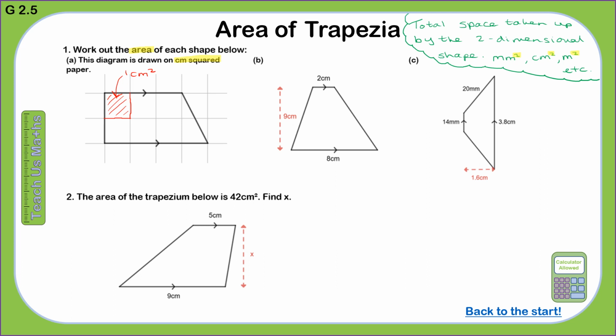In order to find the area of the trapezium then, we simply count up how many 1 centimetre squares make up the trapezium. As I count, I will tick off the squares. 1 centimetre squared, 2 centimetres squared, 3, 4, 5, 6 whole 1 centimetre squares, and then this part and this part go together to make another 1 centimetre squared. So the area of this trapezium is 7 centimetres squared.